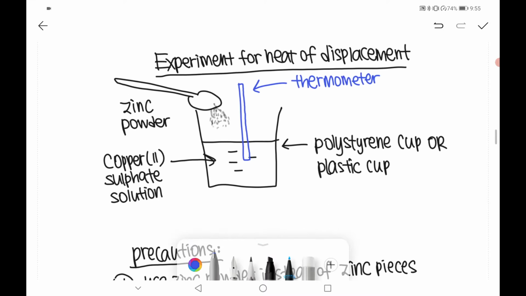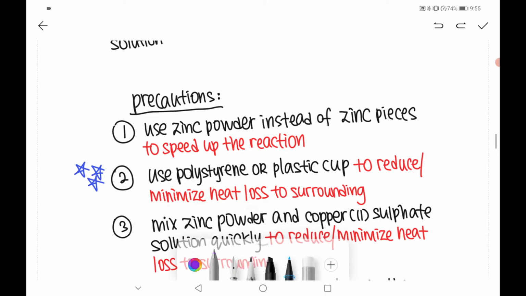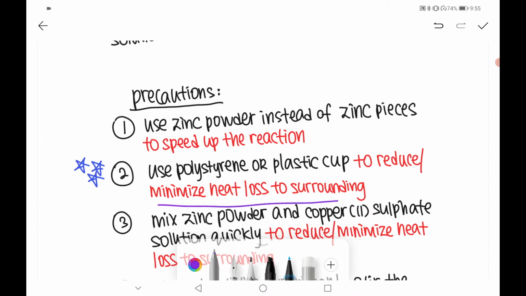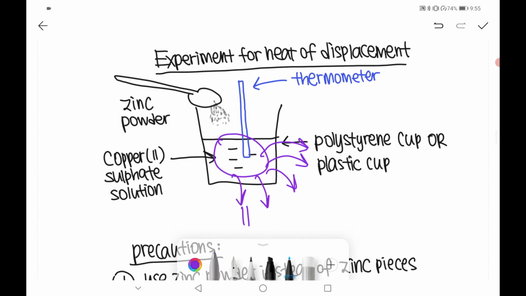The second one is a very popular SPM question. They will always ask you why we use a polystyrene cup or plastic cup. This one is very important. We use the polystyrene or plastic cup because we want to reduce or minimize the heat loss to the surrounding. We want all the heat to stay inside the solution. We don't want the heat to run away from the cup. The heat that runs away from the cup, we call it heat loss to the surrounding.